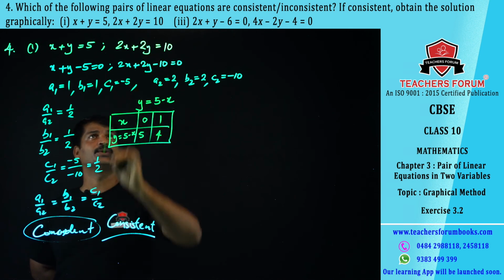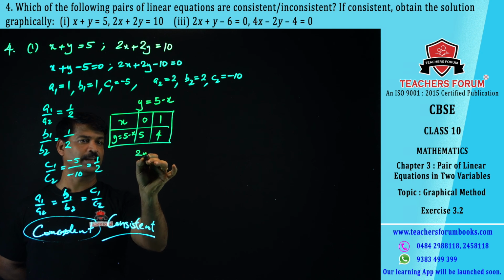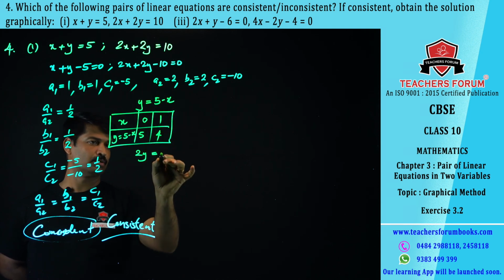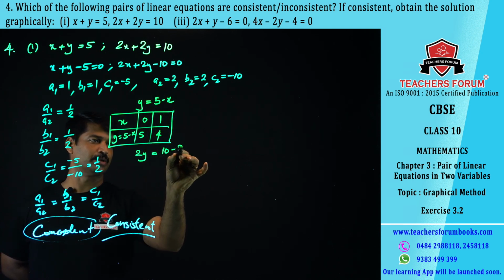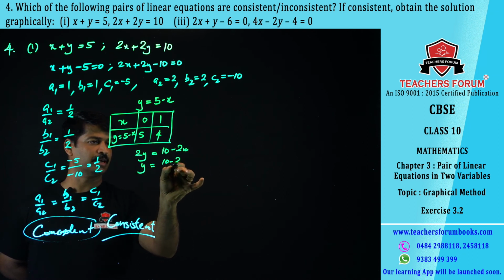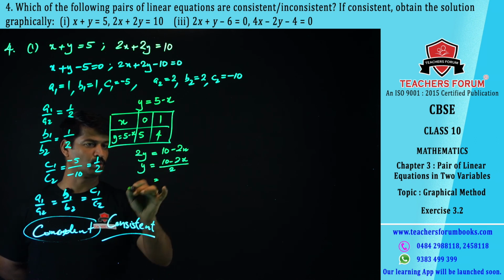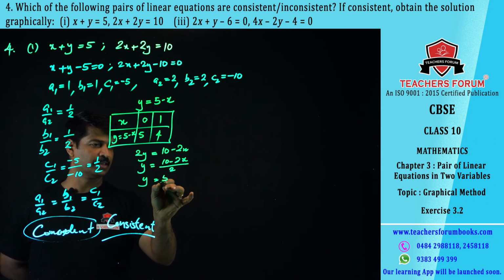Now let us take the second equation. From the second equation, you can find out 2y. 2y is equal to 10 minus 2x. So what is y from here? Y is equal to 10 minus 2x by 2. So you can divide by 2 throughout, isn't it? Then you will be getting 5 minus x.